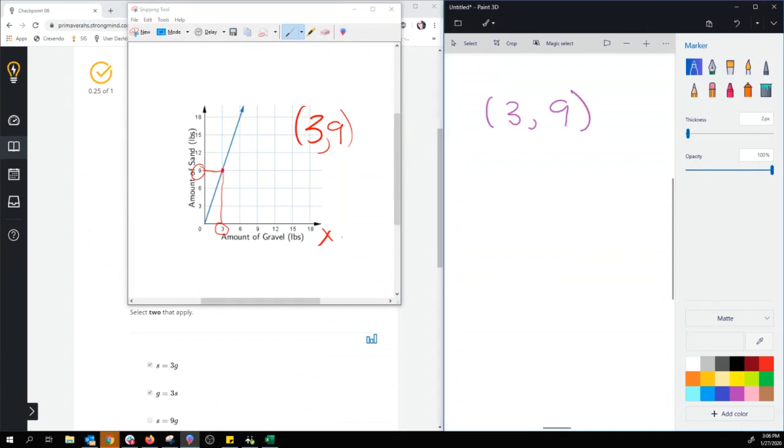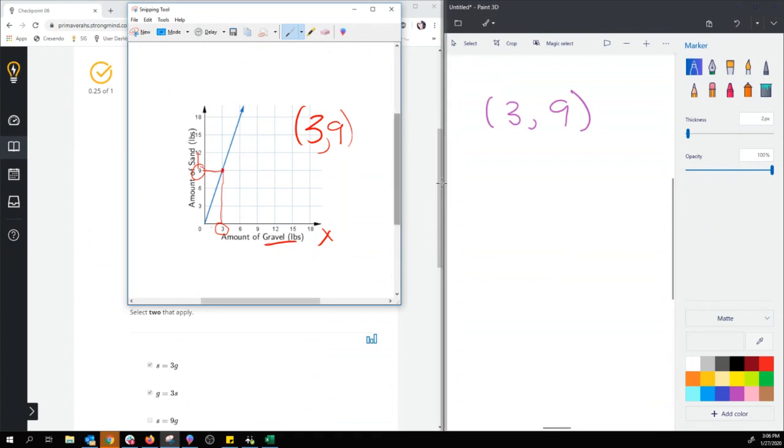And if you look at your x, is x talking about the amount of gravel, or is it talking about the amount of sand? Which is your x-axis talking about? Sand. Wait, let's double check. Remember, x is on the bottom, so it's going from left to right on the bottom. Gravel, right? No, you're fine. So this is talking about the amount of gravel.